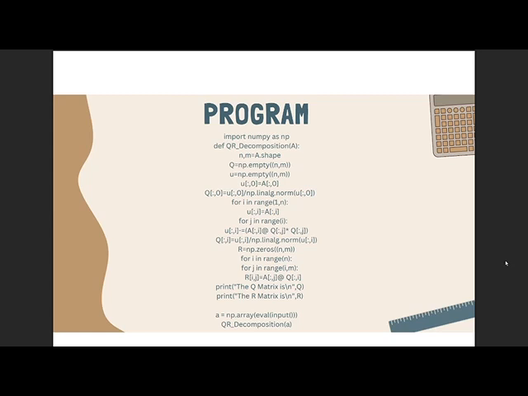Printing the results. Finally, we print the orthogonal matrix Q and the upper triangular matrix R. Together, they satisfy the relationship A equals Q times R.